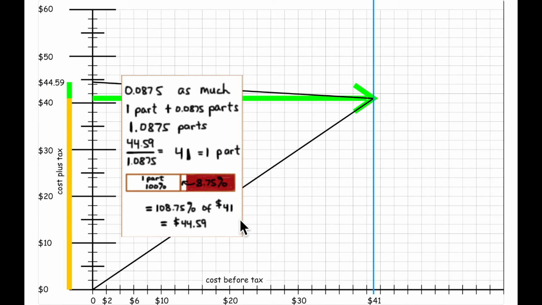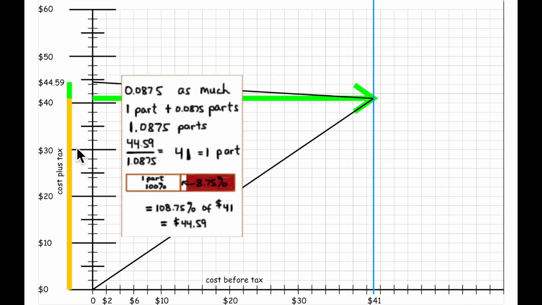And one more, what if you look at tax? Well, tax in this case is 8.75%. So that's 8.75% as much as the bill. The bill is one part plus the tax. So that's the total amount. And let's say it costs $44.59. So you have to divide that $44.59 by the bill with the tax. And that tells you what the bill is without the tax. It's $41 for one part.